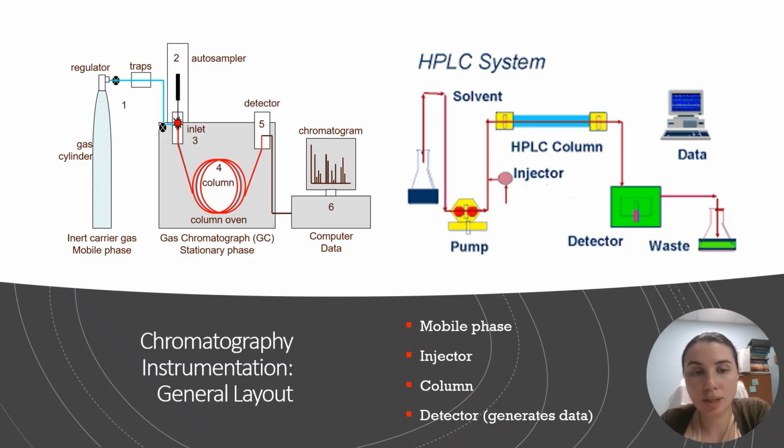Now, a chromatography instrument has four major components. Mobile phase: for a GC, it comes in a gas cylinder. For an LC system, it comes in a solvent container. An injector on both ends. A column, and I will highlight the differences between the different types of columns on the next slides. And then finally, a detector, which is where all your data is coming from.